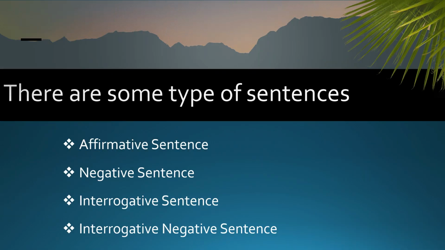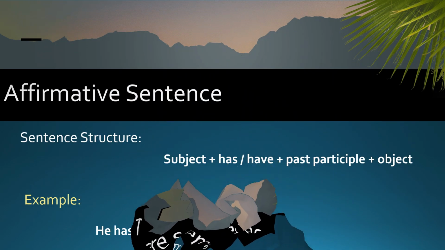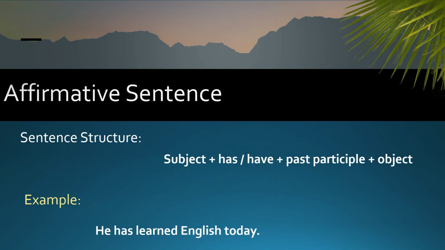There are some types of sentences: affirmative sentence, negative sentence, interrogative sentence, and interrogative negative sentence. Let's check what is affirmative sentence. The affirmative sentence structure is subject plus has, have plus past participle plus object. Example, he has learned English today. Did you know affirmative sentence is also known as positive sentence?